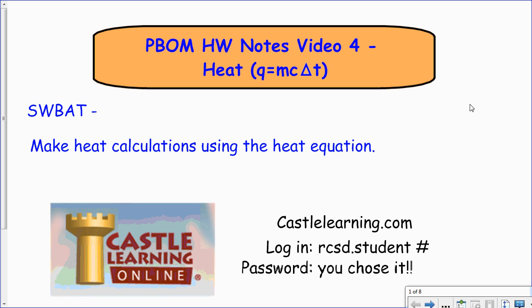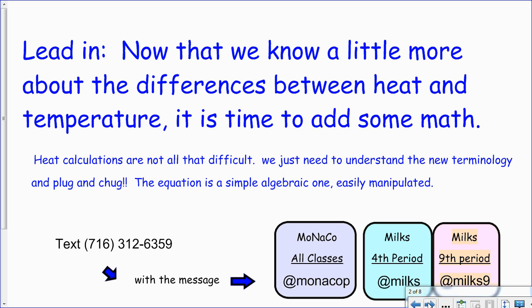Q equals MC delta T is the equation that we're going to study in this particular lecture. That is the heat calculation equation, and that is the foundation of any heat transfer calculation that needs to be done. If you're thinking about how heat affects objects, that equation describes how much heat, as in joules, the object absorbs or releases when it comes in contact with another object that has a different heat. And heat and temperature aren't the same thing, but temperature is part of the heat calculation.